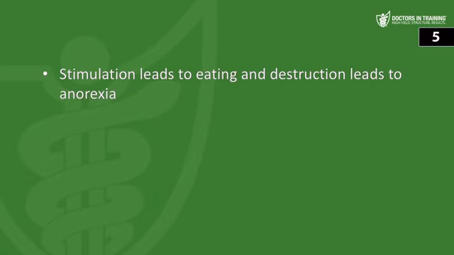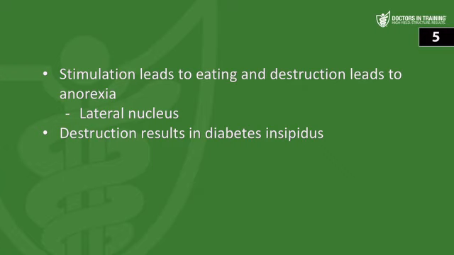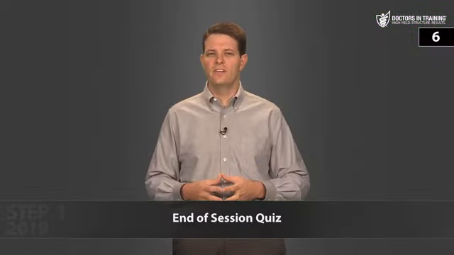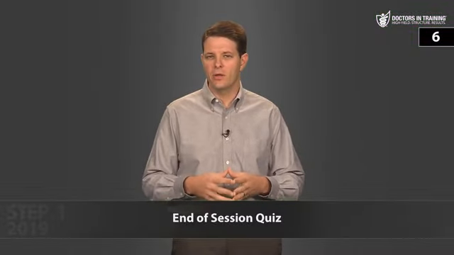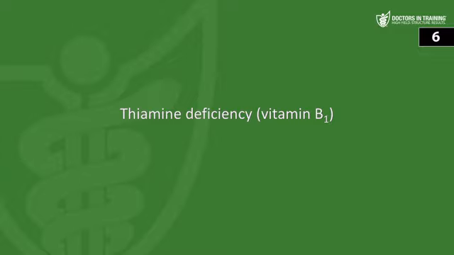Stimulation leads to eating, and destruction leads to anorexia, that's the lateral nucleus. And then destruction results in diabetes insipidus, that's the supraoptic nucleus because it produces ADH. Next, deficiency of what nutrient causes damage to the mammillary bodies? That's thiamine deficiency or vitamin B1, most commonly due to alcoholism.